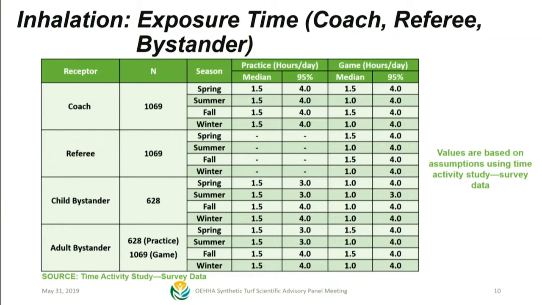Child bystanders are assumed to be present at the fields during practices and games of older siblings. Data for survey participants ages 4 to 16 were used to derive their exposure times. The adult bystanders are assumed to be present at the practices of children ages 4 to 16 and at all games. So data for survey participants ages 4 to 16 was used to derive exposure time for practices, and then data for all the participants was used to derive the exposure time for games.